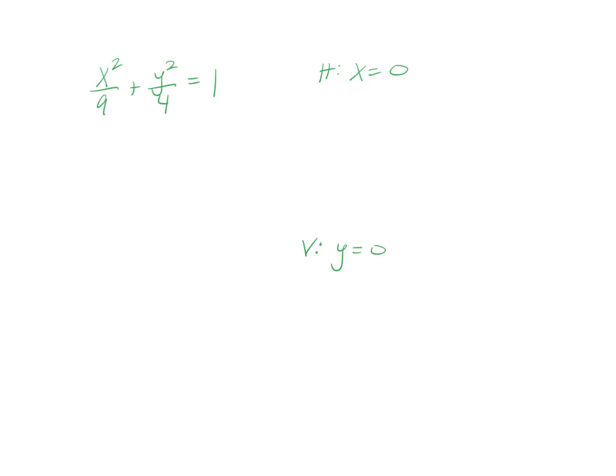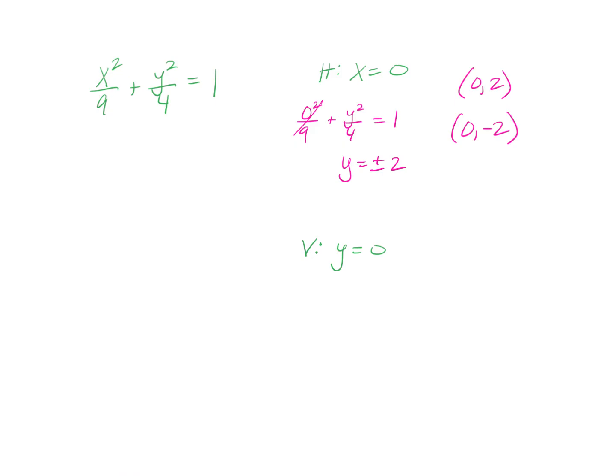So when x is 0, I have 0 squared over 9 plus y squared over 4 equals 1. So that's just a 0, and I get y squared equals 4, so y equals plus or minus 2. So my points are 0 comma 2 and 0 comma -2. That's where my tangent line is horizontal.